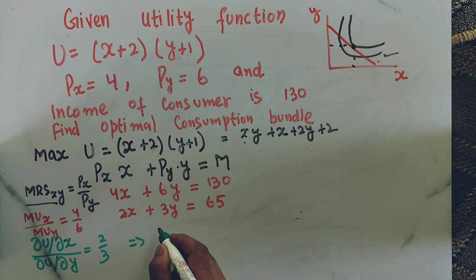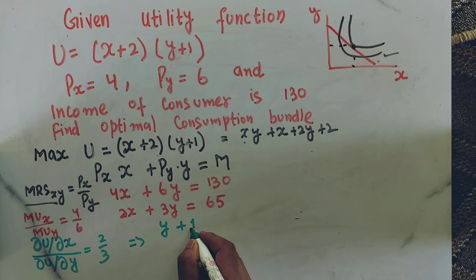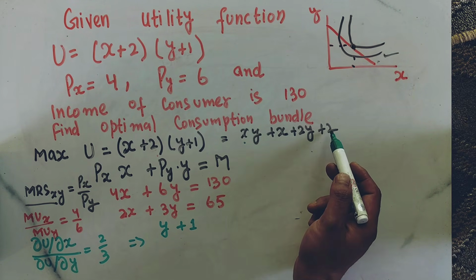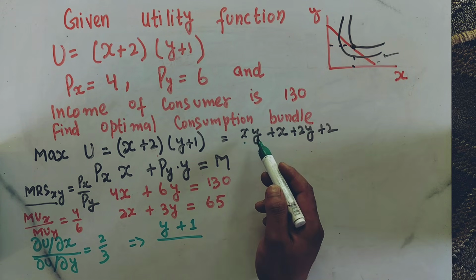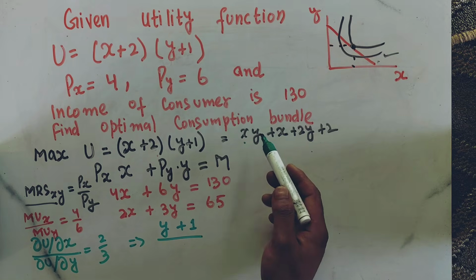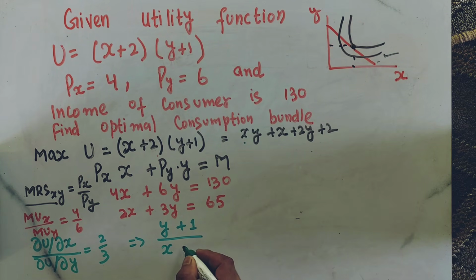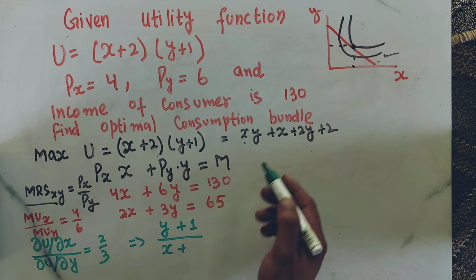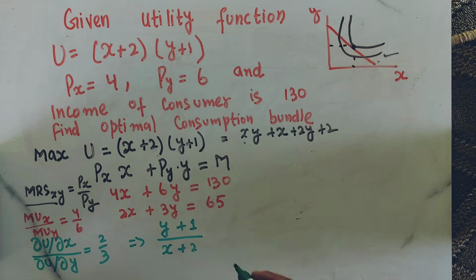Derivative of xy with respect to x is y, plus derivative of x is 1, and the derivative of the last two terms is 0 because we are taking the derivative with respect to x, divided by partially differentiating with respect to y this time. Derivative of xy is x, plus derivative of x is 0 because we are taking partials with respect to y. Derivative of 2y is 2, and derivative of a constant is 0. And we equate this with the slope of the budget line.